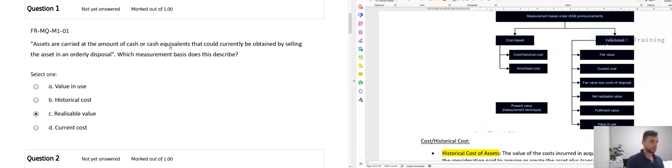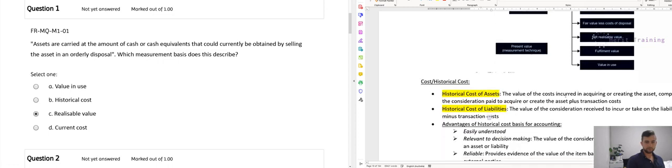Assets are carried at the amount of cash or cash equivalent that could currently be obtained by selling the asset in an orderly disposal. Well, we know that value in use, if you've watched our videos, is to do with free cash flow and discounting it. Historical cost is basically what you bought it for. Now the only ones that we could probably narrow it down to are realizable value or current cost.